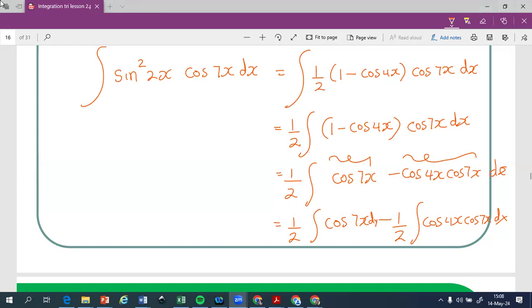Jemima. So I have a question. From a half integral 1 minus cos 4x brackets cos 7x, the next step, how did it become that? Okay, Jemima, are you saying this? I have 1 minus cos 4x, then here I have cos of 7x. Open for me the bracket. Oh yes, I've understood now. Okay, thank you.